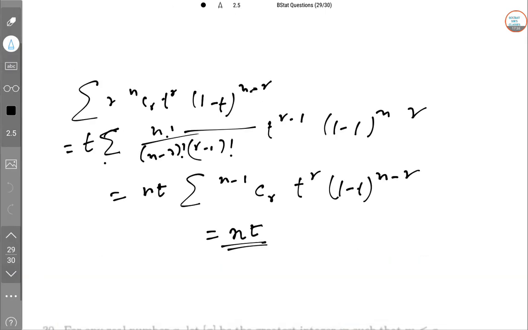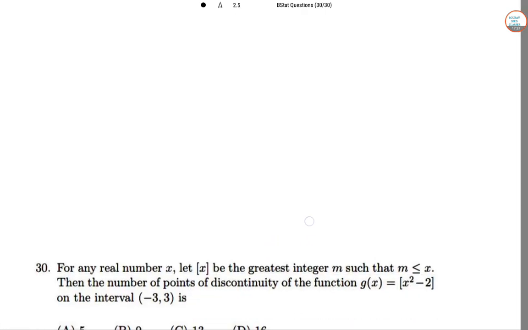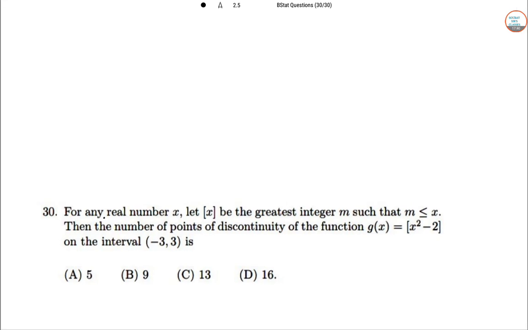Time for the last question of 2020. For any real number x, let the greatest integer of x be the integer m such that m is less than or equal to x. Then find the number of points of discontinuity of the function g(x) equal to the greatest integer of x square minus 2 in the interval minus 3 to plus 3.